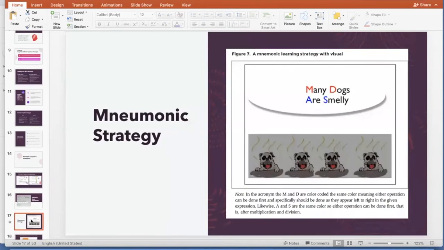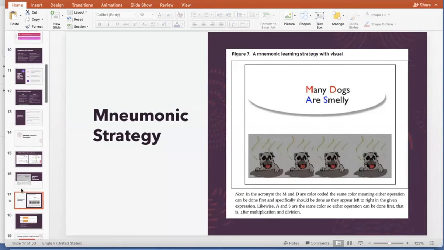An example of a mnemonic strategy: Many dogs are smelly. This is a reminder about order of operations. Basically, we solve multiplication and division problems first, M and D, and those are color coded together to let you know that you could work either operation first. Then addition and subtraction, A and S, are color coded together in blue to let you know you could work either of those operations in either order as well. So, many dogs are smelly. GEMDAS is another one that you are probably familiar with.